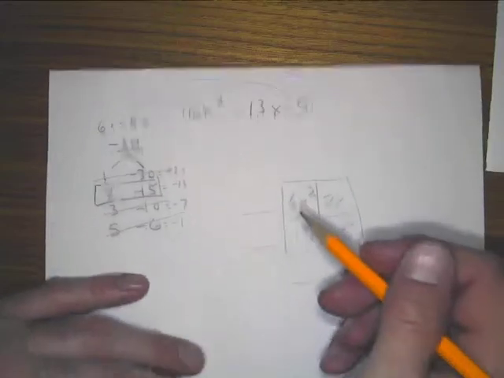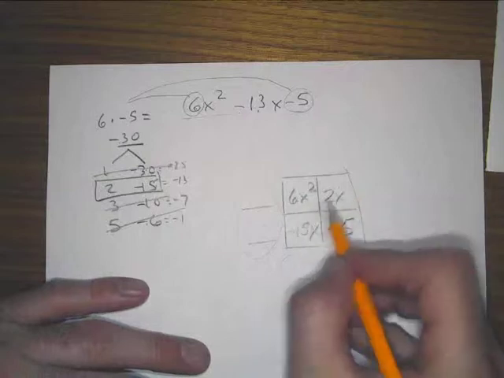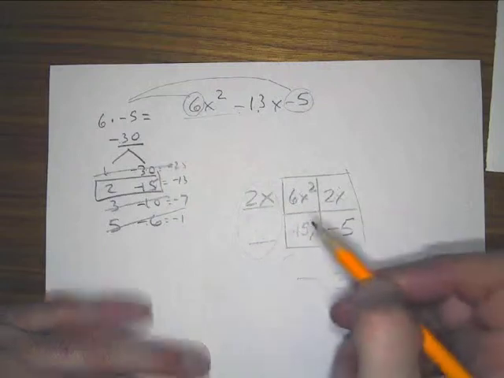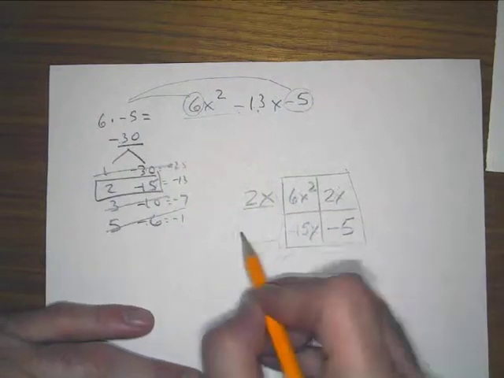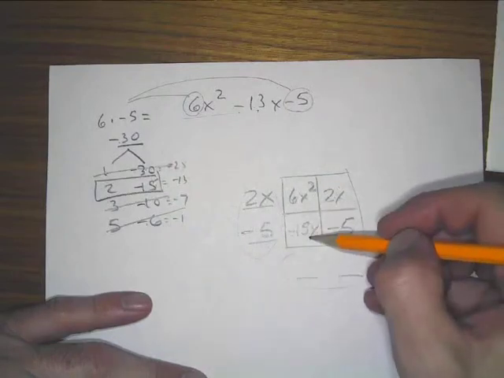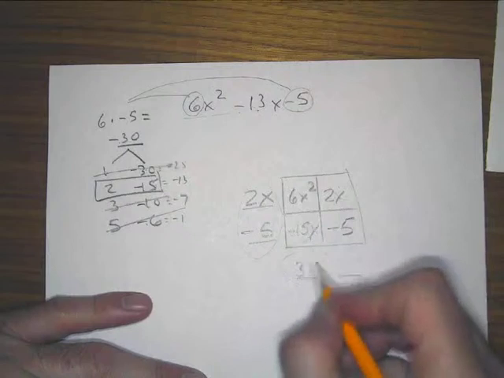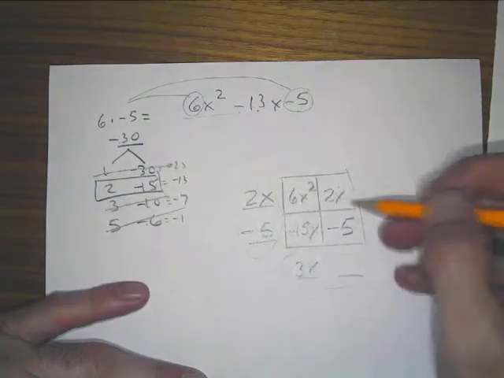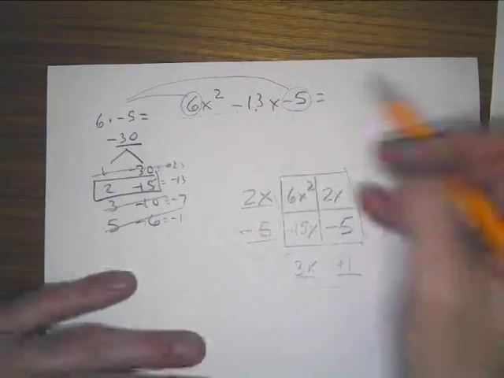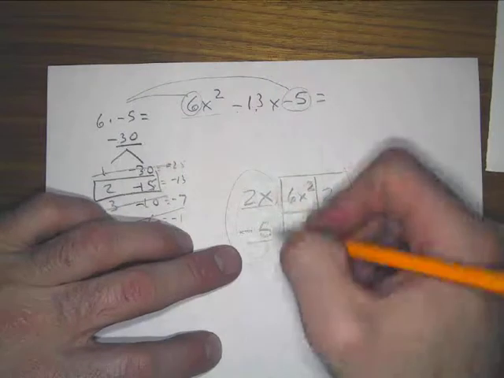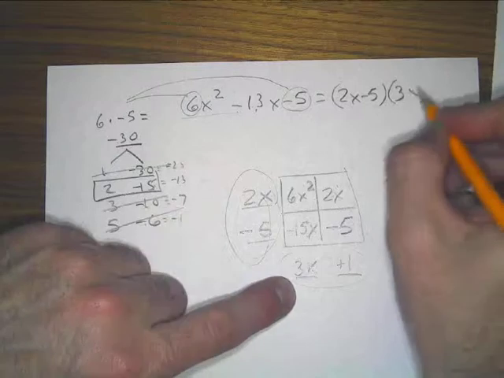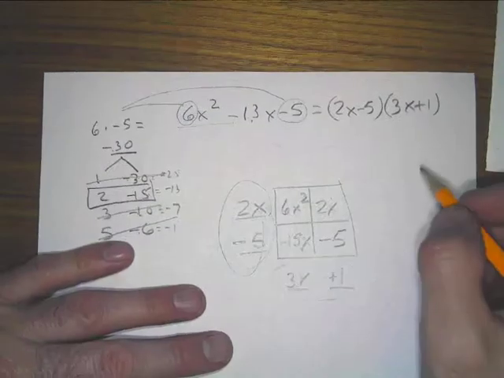So let's factor. Let's see, 6 and 2, the biggest common factor there is a 2. An x squared and an x, we can factor out an x. Let's see, these we can factor out a negative, and it looks like a 5. Up and down, we can factor a 3 and an x. And then it looks like the greatest common factor here is a +1. So it looks to me like this binomial, 2x minus 5, times this binomial, 3x plus 1, that's going to be our factoring.